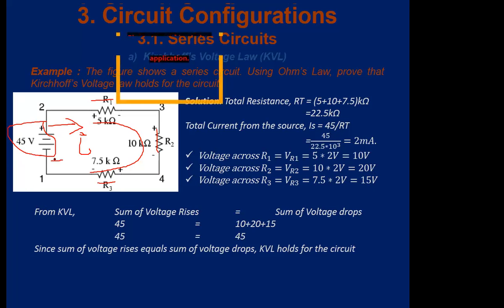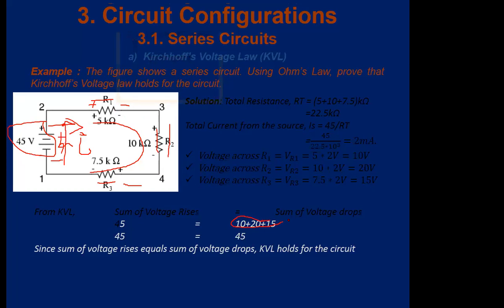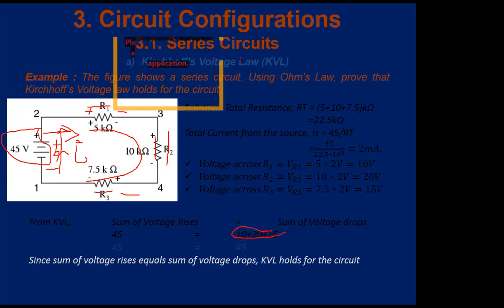So I'm moving from a negative to a positive, so this is a rise. Then from here, I'm moving from a positive to a negative, it's a drop. Here, something is a drop, and that is the drop. So we have 1 voltage rise and 3 voltage drops. So 45 becomes equal to the sum of the drops on that side, and you see that the equation comes out correct. And hence, we can say that Kirchhoff's voltage law holds for that circuit.